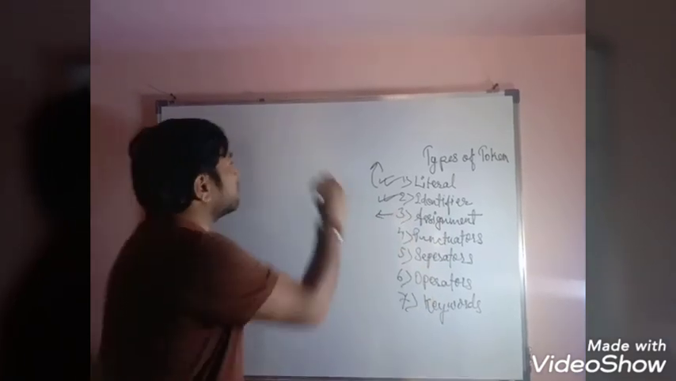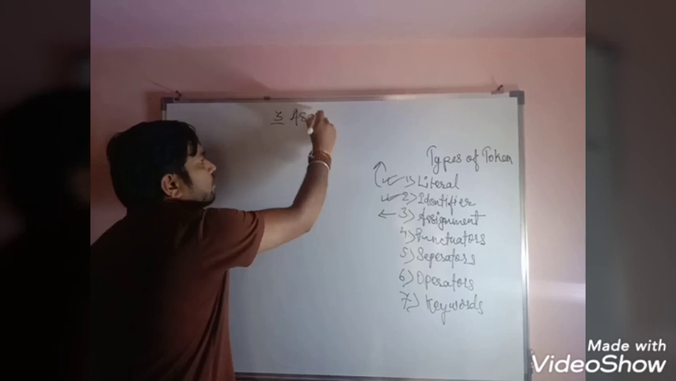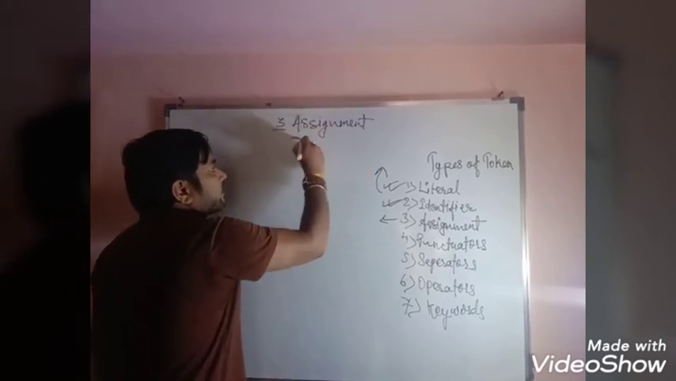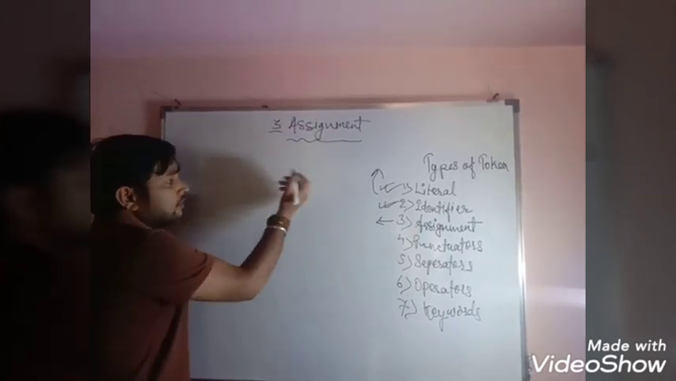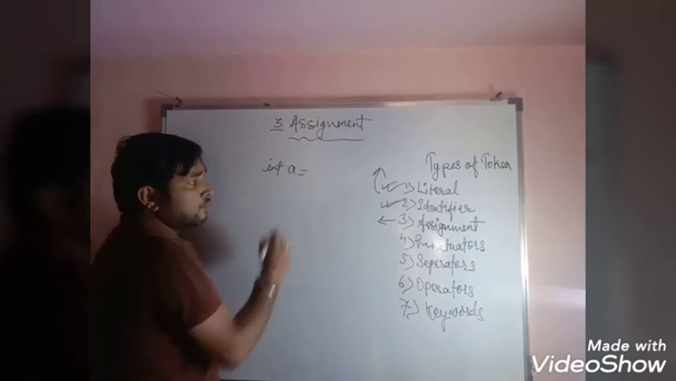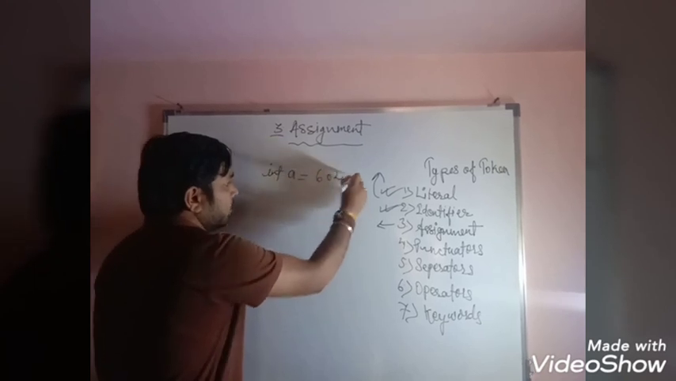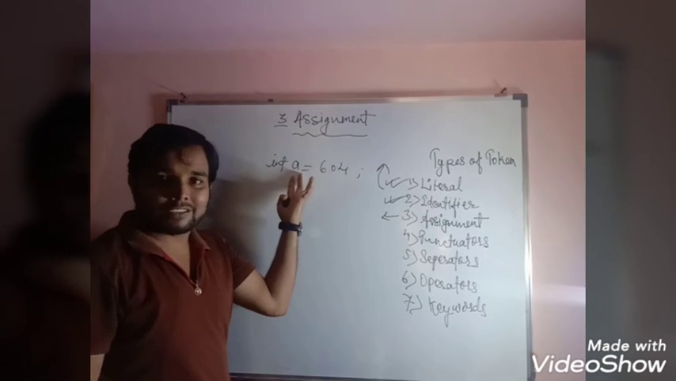So the third type of the token is assignment. Now you have to know what is assignment. Assignment means giving the constant to a variable is called assignment. Okay, giving the constant to a variable is called assignment.